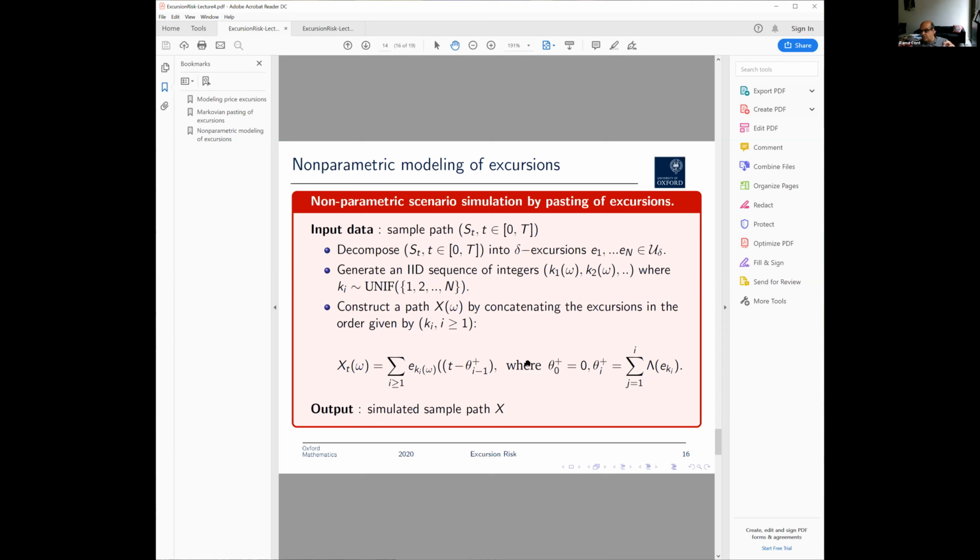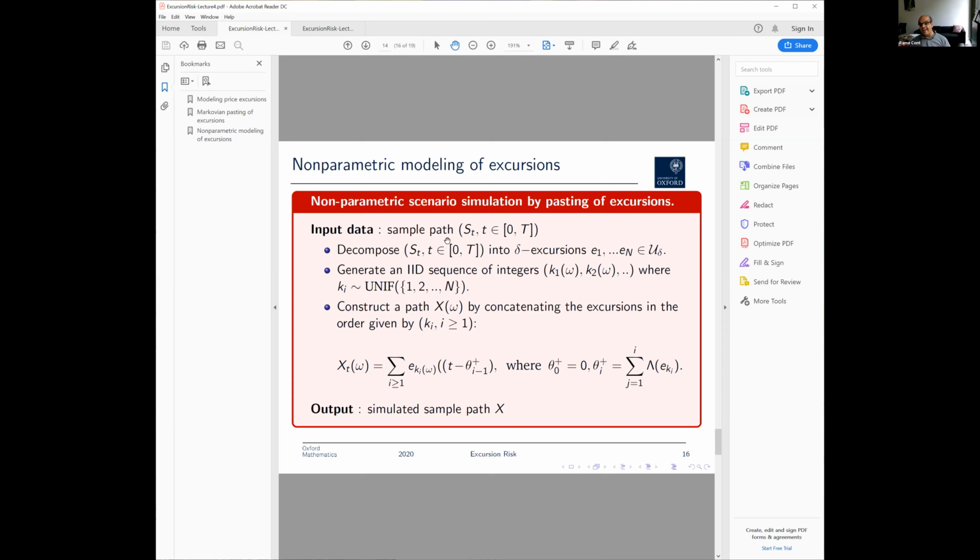If S is not a Markov process, then in general the laws of X and S are different. But the joint law of the height and duration of the delta excursions is the same. So if the quantities I'm interested in only depend on this, I'm fine. I don't need to worry. But if I'm interested in other path-dependent quantities, they may be different.